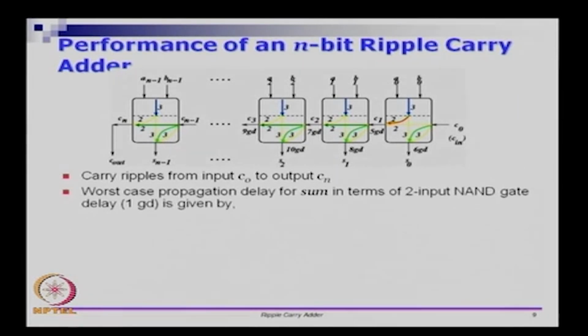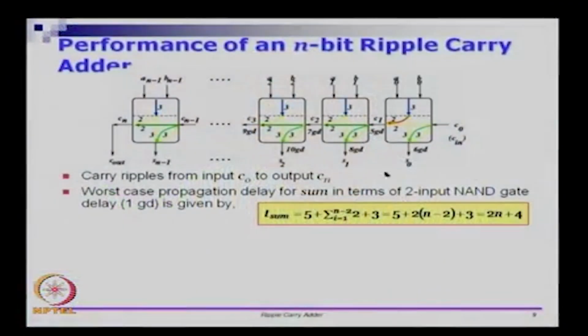So the worst case propagation delay for sum will come last, Sn minus 1 will be the very last bit that will come out, and the longest path will be this one going through this set of carries all the way to A0 B0. You can see that this carry chain, or ripple carry, means a carry that is changing may eventually come and change here, and from there it will take 3 time units for Sn minus 1 to settle down. So the worst case propagation delay for sum in terms of 2 input NAND gates is given by 5 time units, which is in the very first stage itself.